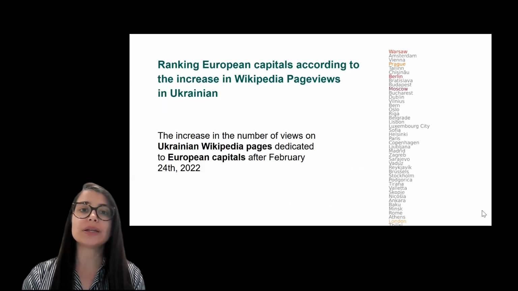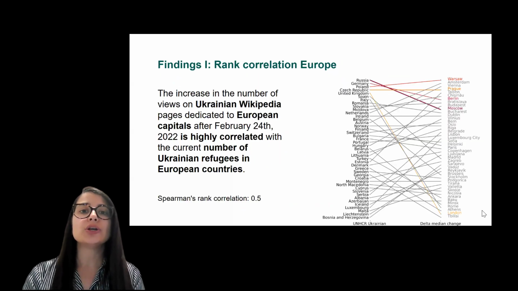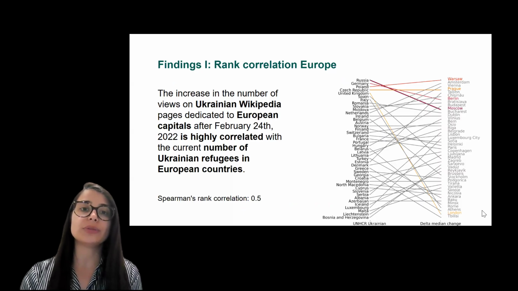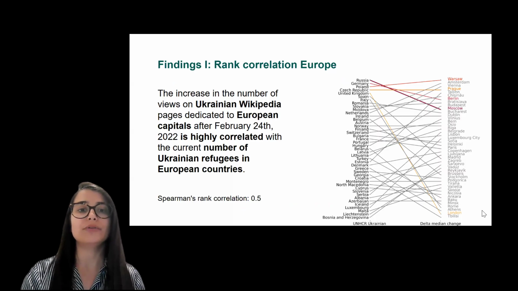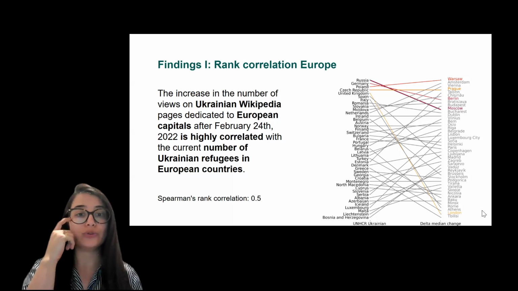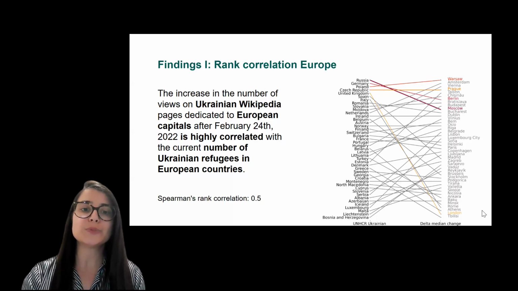We ranked the European capitals based on the highest increase in the number of views in Ukrainian language on their Wikipedia pages, and we compared this to a ranking of European countries by the number of Ukrainian refugees, using data from the UNHCR on the total number of refugees in each country as of October 2023. Our results show a positive correlation between these two rankings, linking the increase in views on Ukrainian language Wikipedia pages for European capitals and the number of Ukrainian refugees in those countries. Specifically, the Spearman's rank correlation is 0.5.